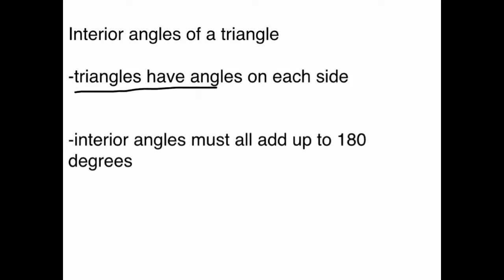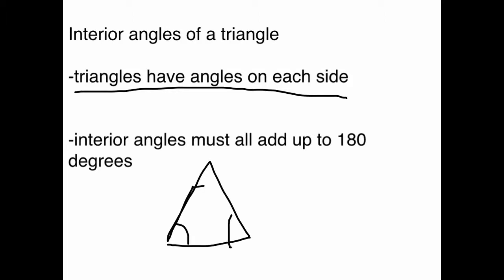Triangles have angles on each side. Interior angles must all add up to 180 degrees. So if I have this triangle here, there's an angle here, an angle here, an angle here, and all of these angles have to add up to 180 degrees. Let's move into an example.